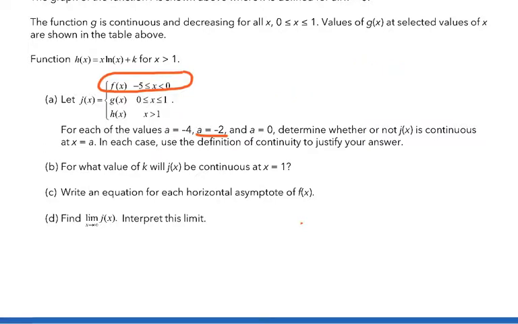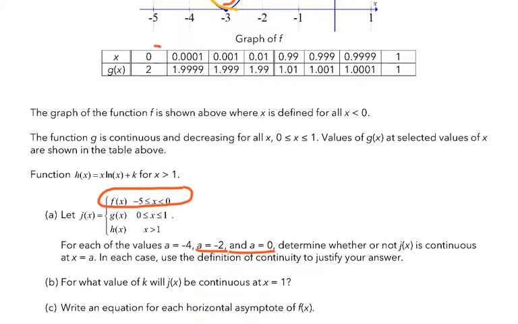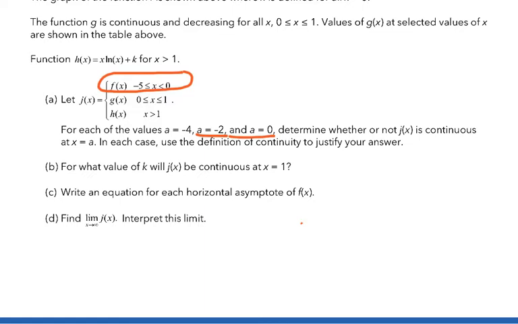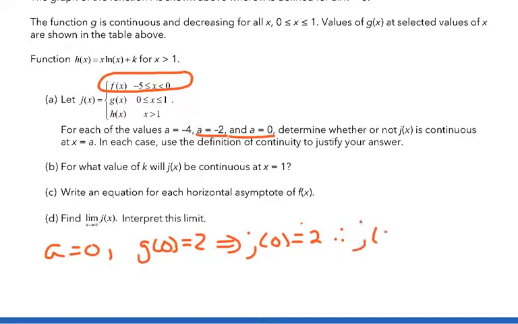And then for A equals 0, now 0 is on a boundary. So we have to make sure, first of all, are we defined at 0? And we are. We can see that G of 0 does exist. G of 0 is 2, right? So we could write that down. So that we're still in part A. When A is equal to 0, G of 0 equals 2, right? So J of 0 would exist, which implies J of 0 equals 2. Therefore, J of 0 exists.